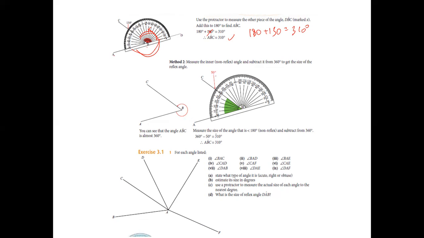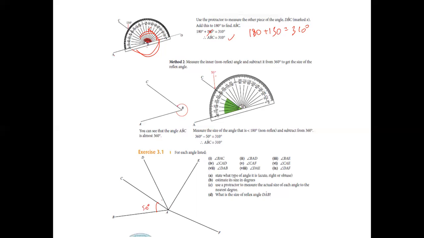If you want, you can check, you can measure yourself. Okay, there are some examples, exercise 3.1, for each angle listed. First one, the angle BAC. We need the protractor. At the moment we have only an online protractor, and approximately I will say it's an acute angle, approximately 50 or 55 degrees. But you cannot write it approximately, we need the exact answer.